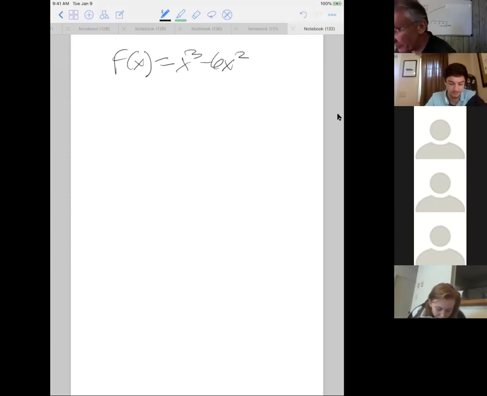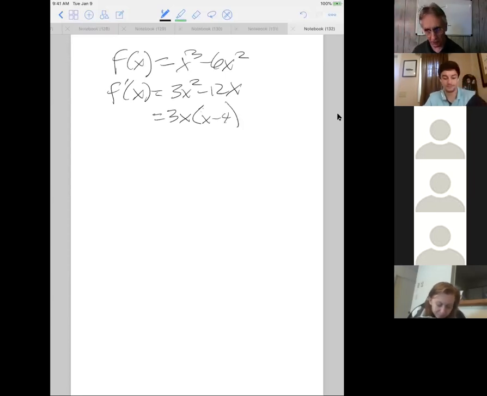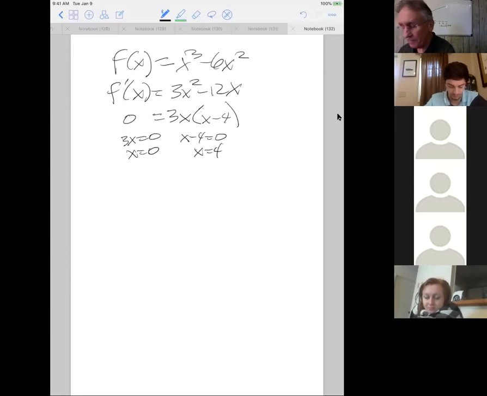The first derivative is going to be this: 3x squared minus 12x. And I'm going to factor that. Something that happened to a couple of you is that you got the derivative right, but when you factored it, it came out incorrect, or you left off a 0 or something, and you lost one of the critical numbers in the process. So setting this equal to 0, we've got 3x equals 0, which gives x equals 0, and x minus 4 equals 0, which is x equals 4.